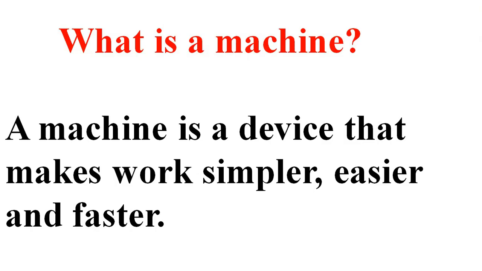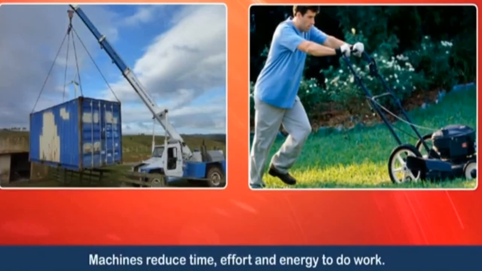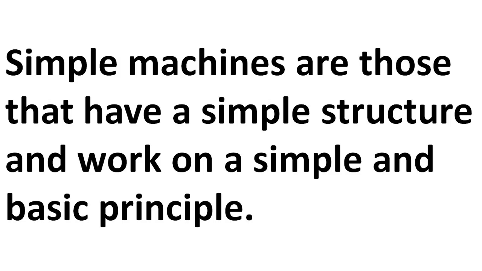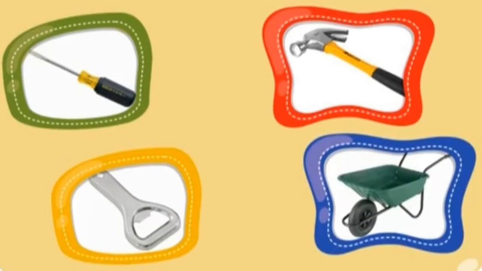A machine is a device that makes work simpler, easier and faster. Machines reduce time, effort and energy to do work. Simple machines are those that have a simple structure and work on a simple and basic principle.